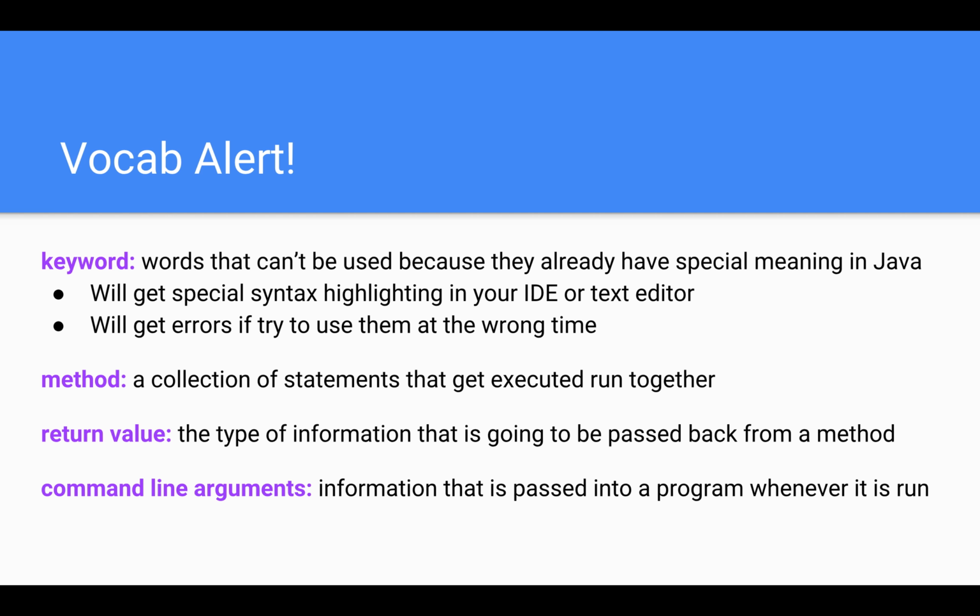And then a return value is the type of information that is going to be passed back from a method. We'll go into more detail about return values in a later tutorial. And then command line arguments are information that's passed to the program whenever it's run. We'll talk more about this in a later tutorial, but keep in mind that it's a way to get information into the program from the beginning without having to use user input.